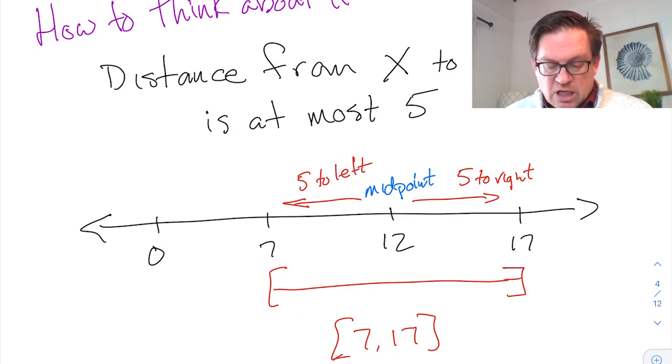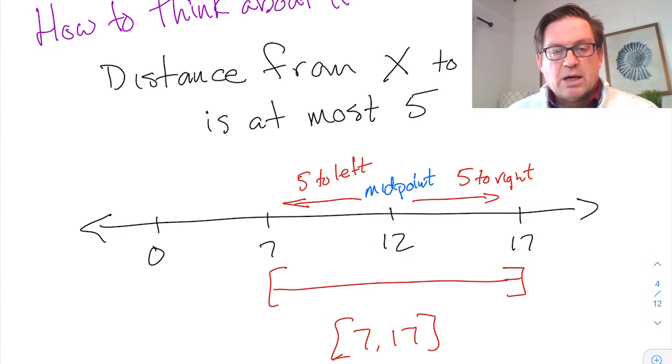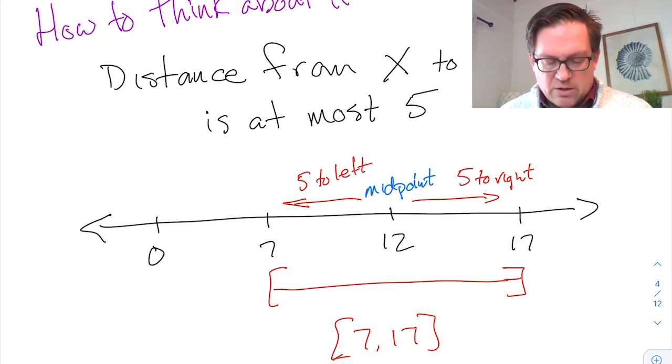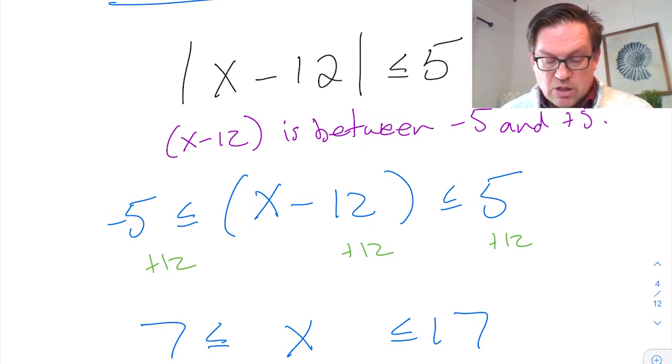So your range is going to be, if you think about it on a number line, you're going to have your midpoint of 12, and you want to go at most 5 to the right, at most 5 to the left, and that'll be from 7 to 17. How do we solve that algebraically? So that's the way you should think about absolute values and how they're most often used.